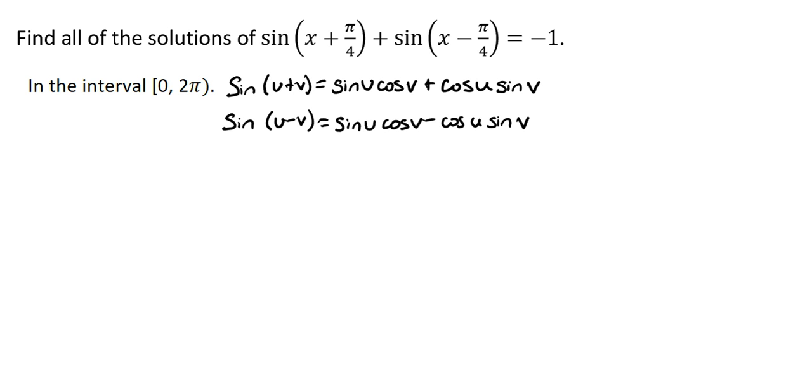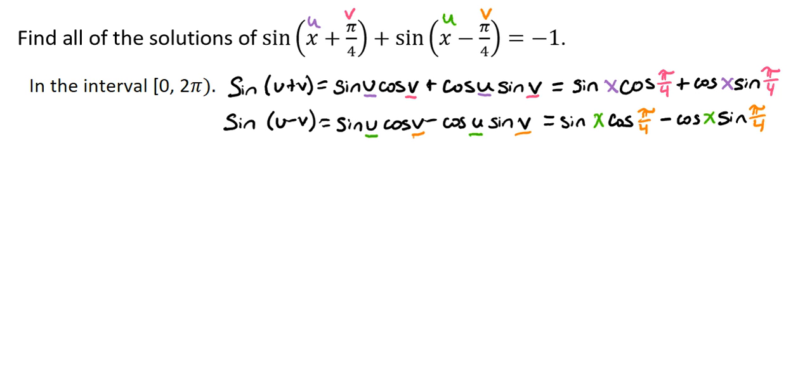As we look at the sum equation, we can see that our u is represented by x and that our v is going to be represented by pi over 4. If we look at our difference equation, we can see that our u is going to be represented by x and that our v is going to be represented by pi over 4. So now we can go ahead and plug those in.